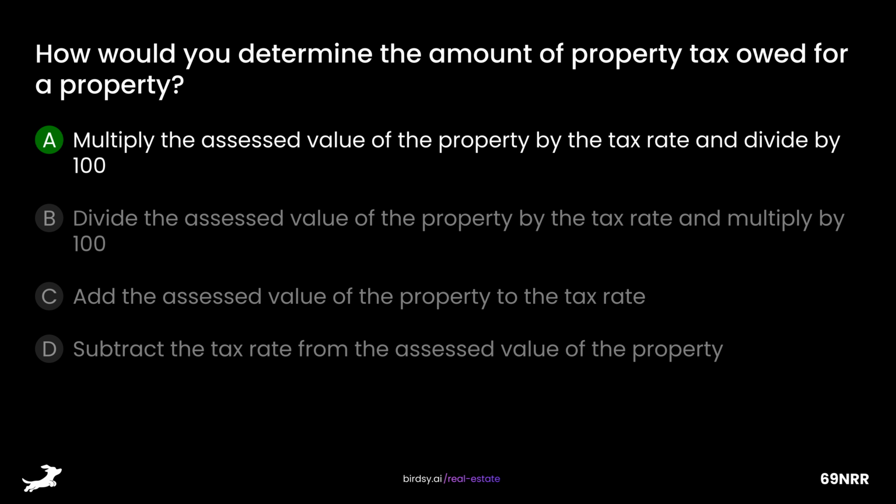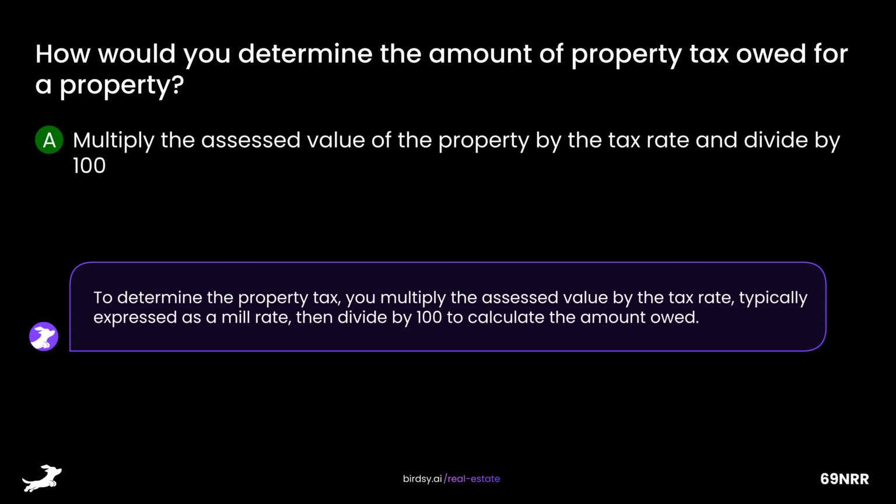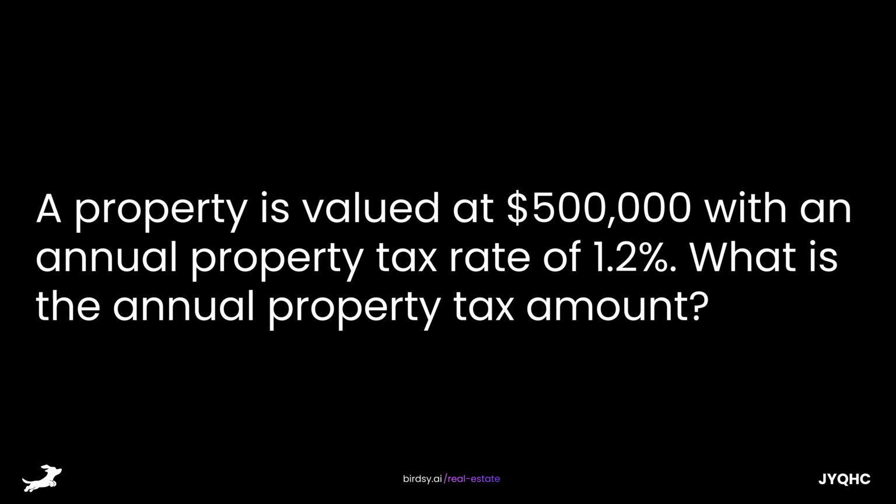The answer is A. Multiply the assessed value of the property by the tax rate and divide by 100. To determine the property tax, you multiply the assessed value by the tax rate, typically expressed as a mill rate, then divide by 100 to calculate the amount owed. A property is valued at $500,000 with an annual property tax rate of 1.2%. What is the annual property tax amount?